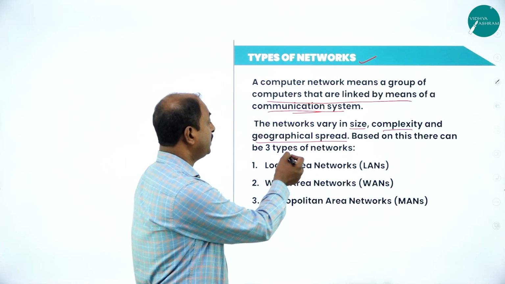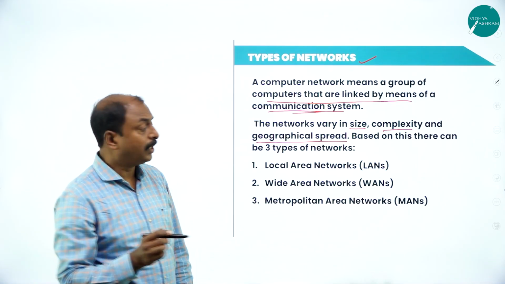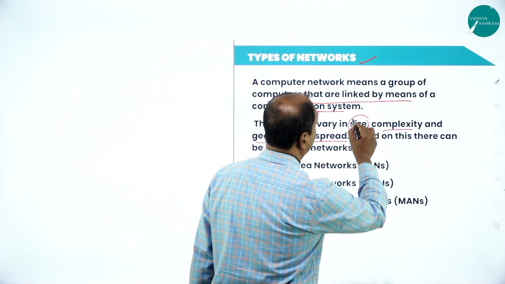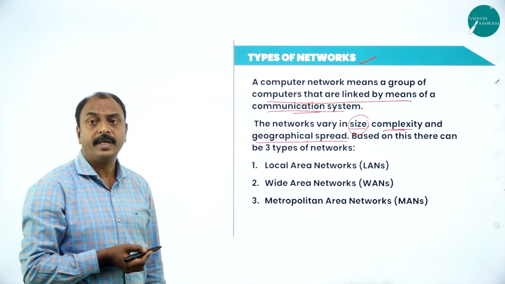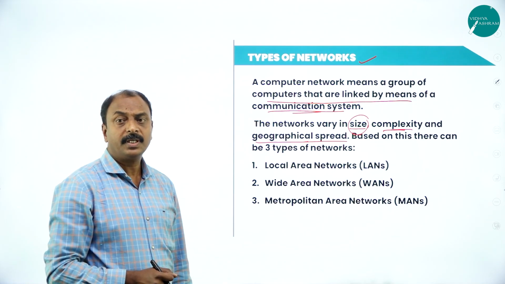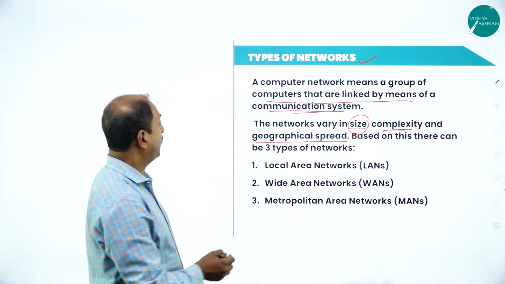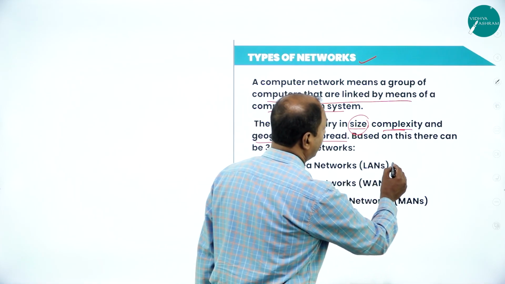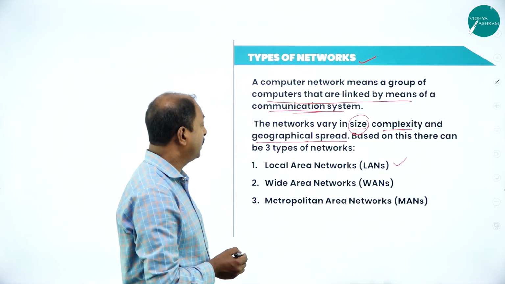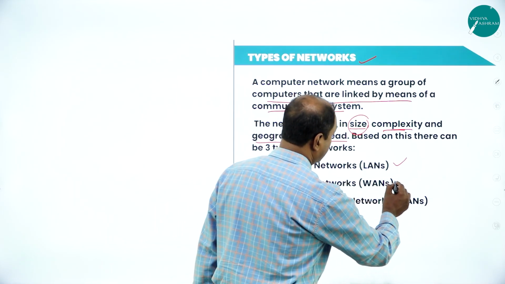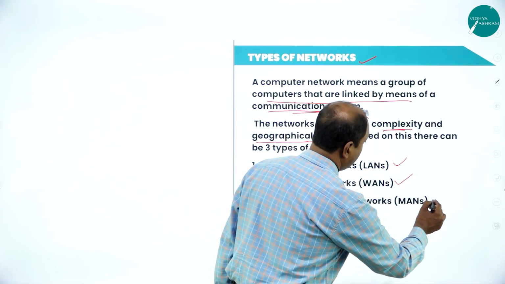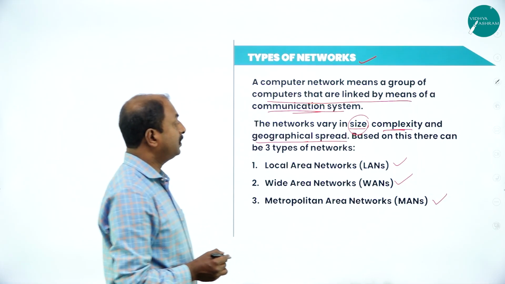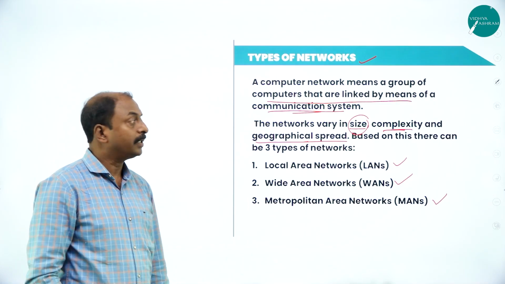These types of networks are based on the size of the network as well as the complexity and geographical spread, nothing but the distance between two computer peripherals. So here we have three types. One is LAN, we say local area network. Next one is wide area network, that is WAN. Next one is metropolitan area network, that is MAN. These are all different types of computer network.